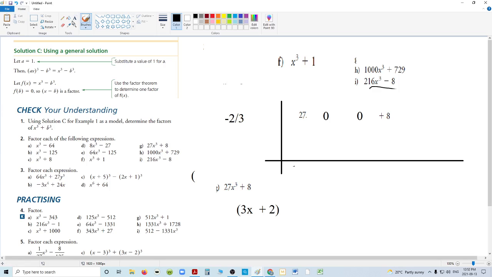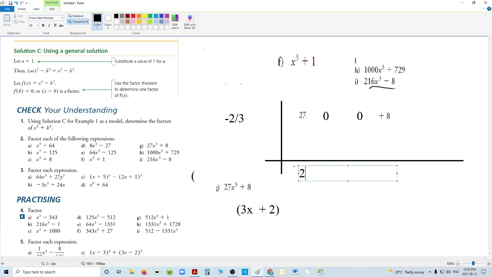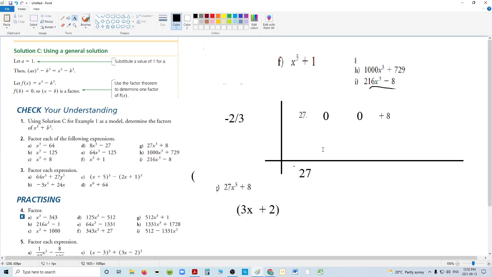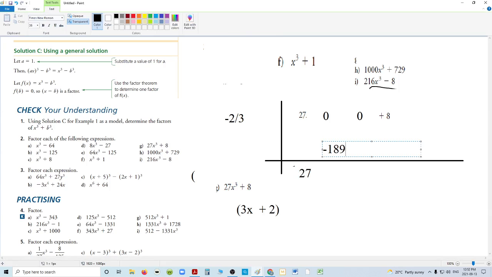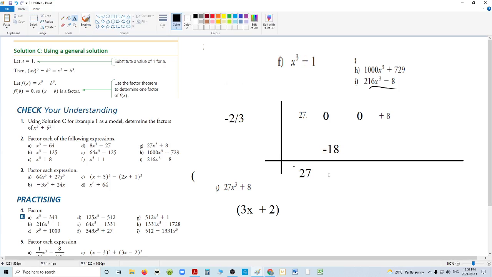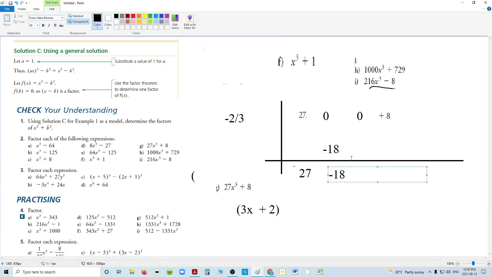Let's start by bringing the 27 down. Dividing it by 3, it becomes 9, times -2 is -18. I add that to 0, I get -18. I divide that by 3, I get -6. Multiply by -2, I get 12. Add that to 0, I get 12. 12 divided by 3 is 4, times -2 is -8, so the 8's cancel out.